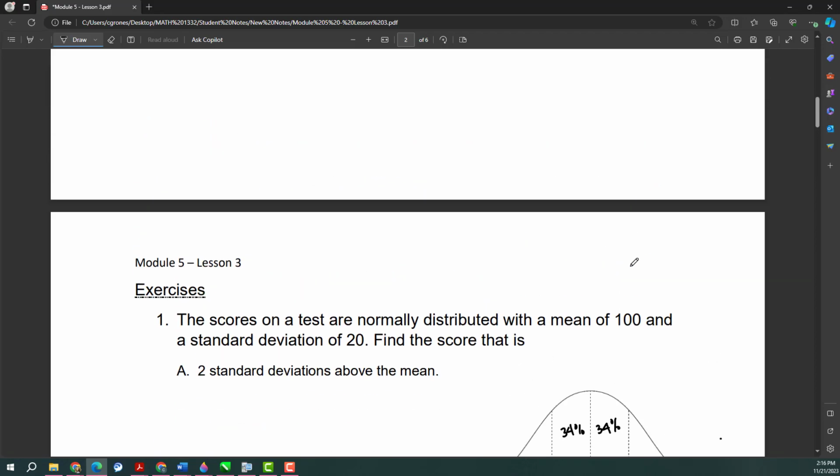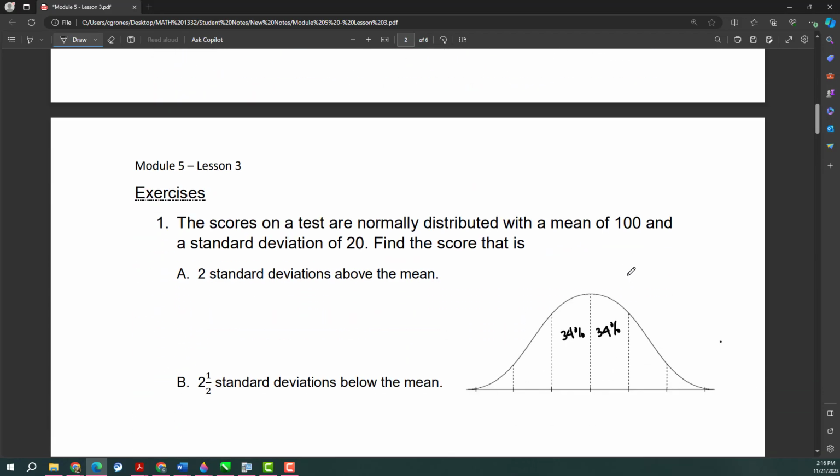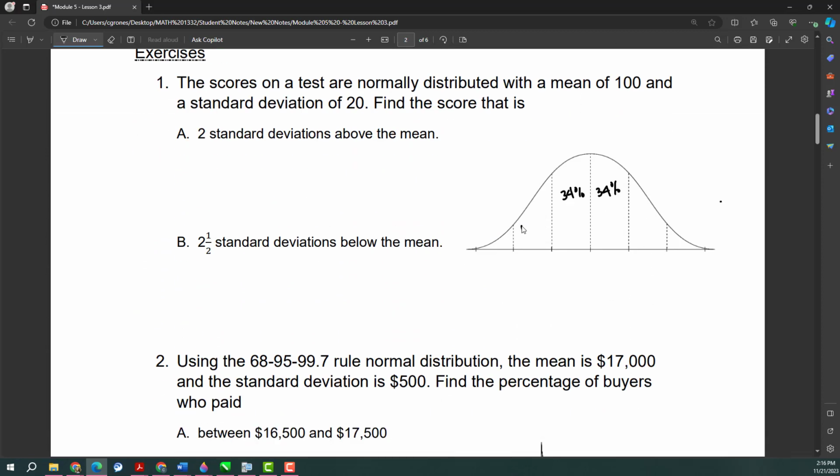and then the next two pieces are 13.5. So we have 13.5 on each of these sides. And then this piece would be 2.35. And then don't forget we have the very little piece over here, which is 0.15%.